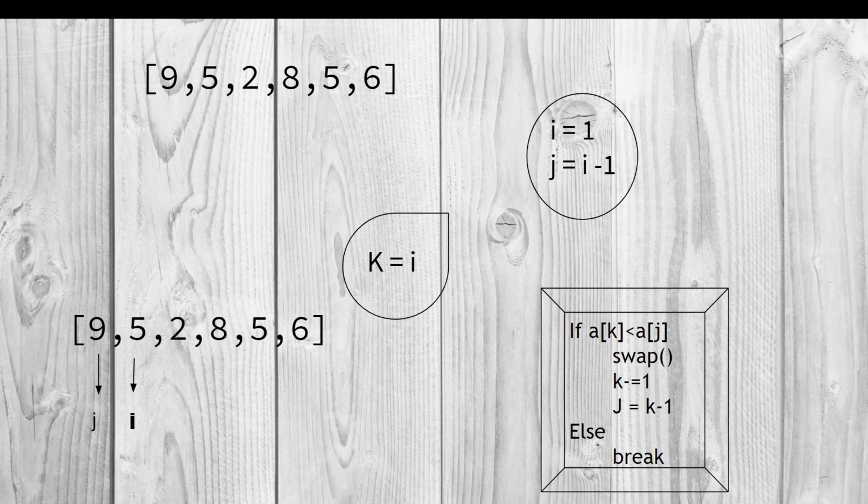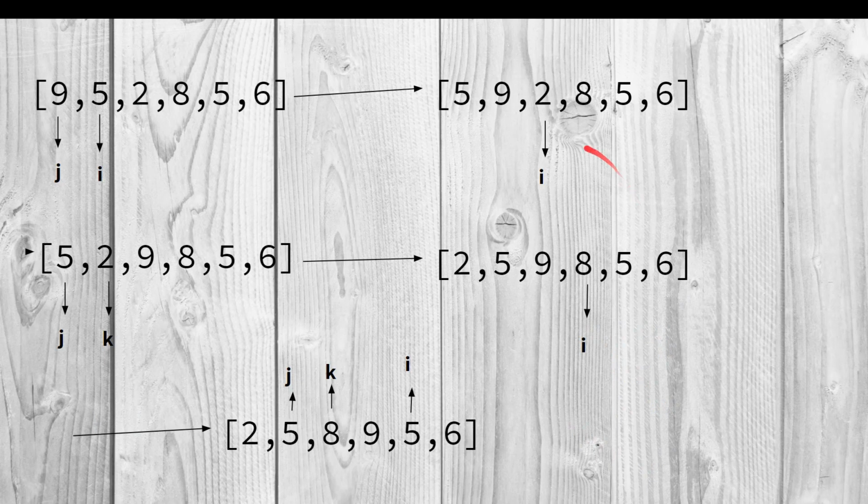Okay, so now coming to our example. Now we'll compare the value at i with the value at j. Since we know that 5 is less than 9, we'll just swap them, incrementing our i. Okay, now we'll come here. So again we'll check whether the value at i is less than the value at j, that is, whether it is less than its previous value or not.